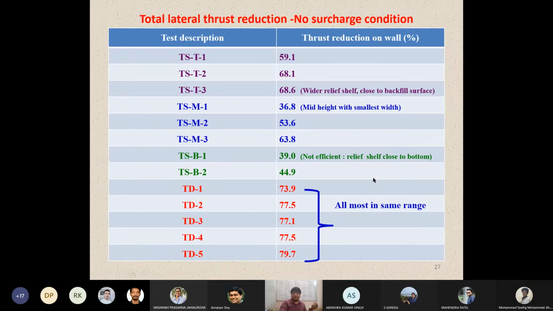We noted that the total thrust reduction ranges between around 73 to 79%. Out of these findings, we noted that placing a relief shelf at a very bottom position is not beneficial, and placing a relief shelf at a top or middle position is beneficial when there is no surcharge condition.